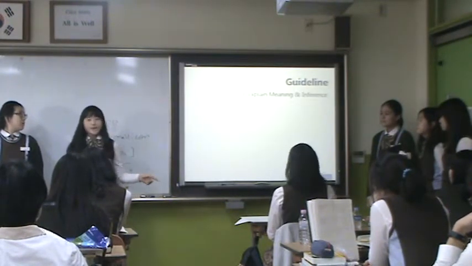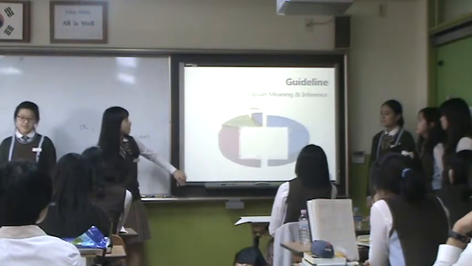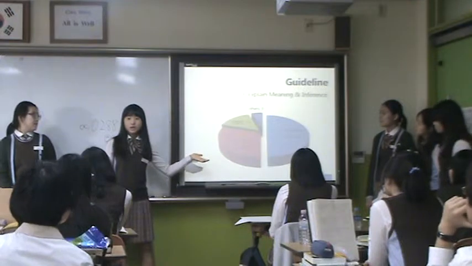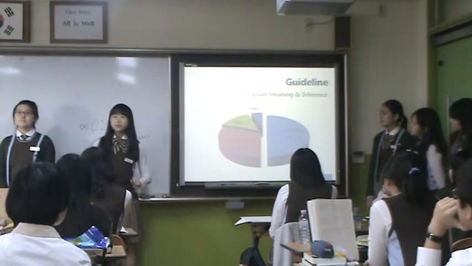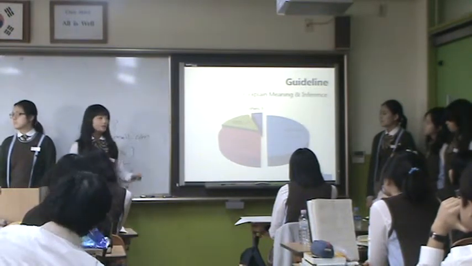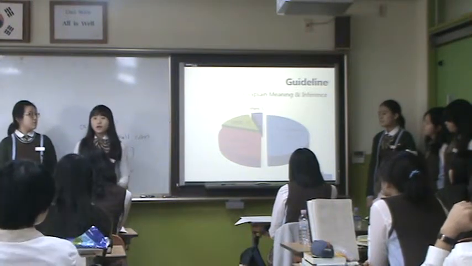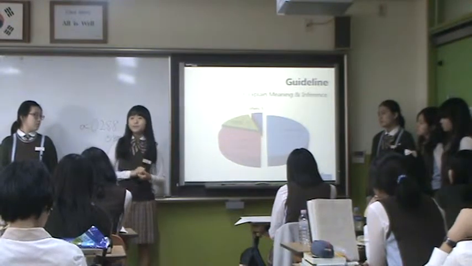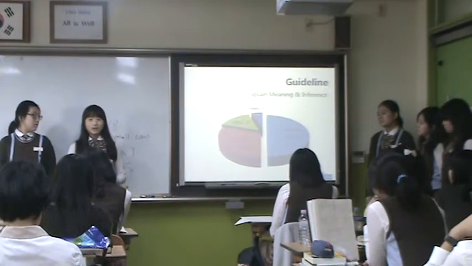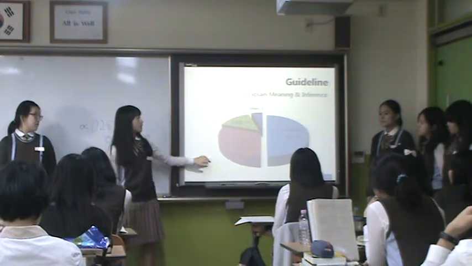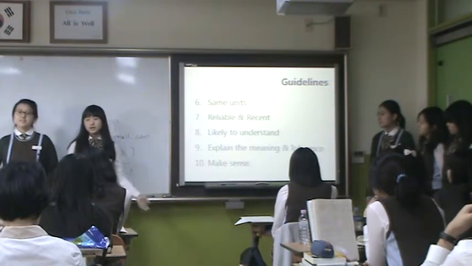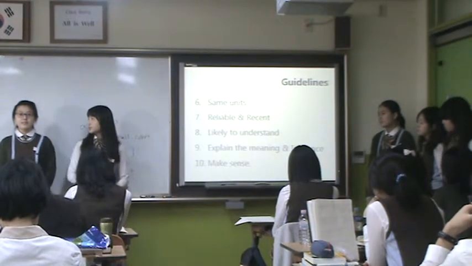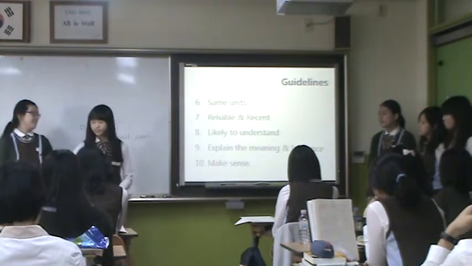9. Explain the meaning and inference. Look at this chart. Can you understand the meaning of these numbers? As you see, without the meaning of the numbers, it's just a number. But if you say, this year, Lee Myung-bak is likely to become our president, then it becomes data. At last, make sense. Your data, your statistics should make sense. And the last presenter, Yuyeon, will summarize our presentation.